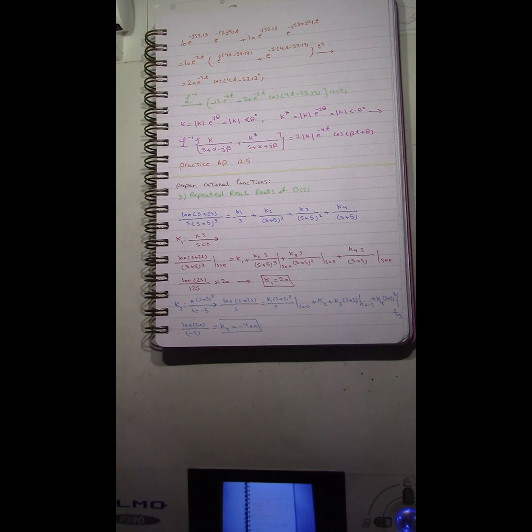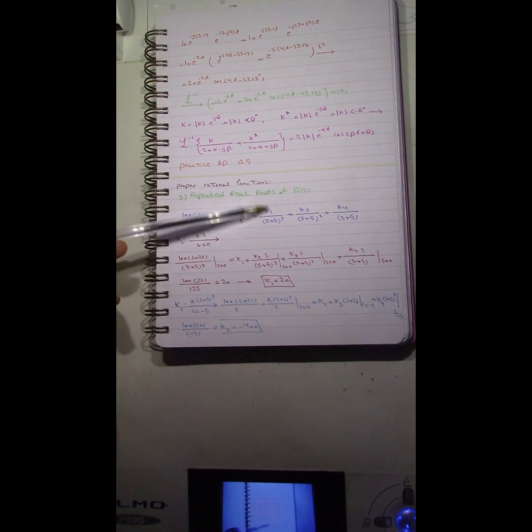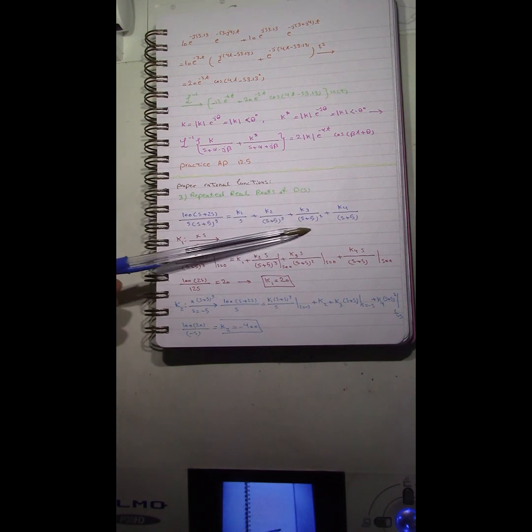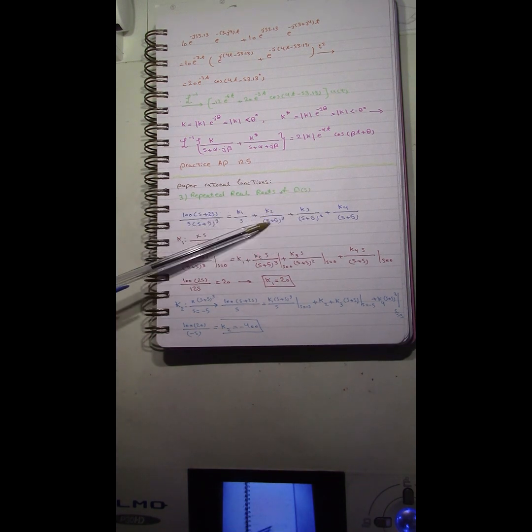So for k1, the same procedure we already know. For k2, again, the same procedure. But for k3, we multiply by (s+5)^3. Again, take the derivative with respect to s and evaluate it at s equal to minus 5.